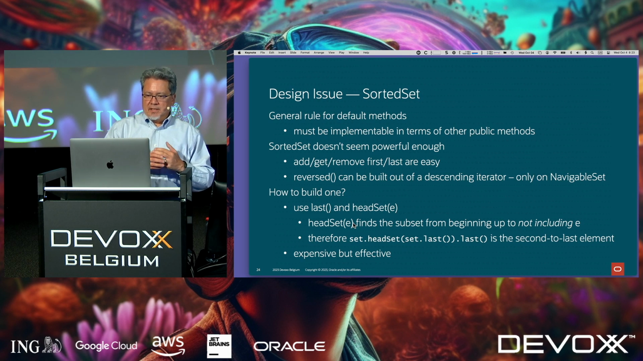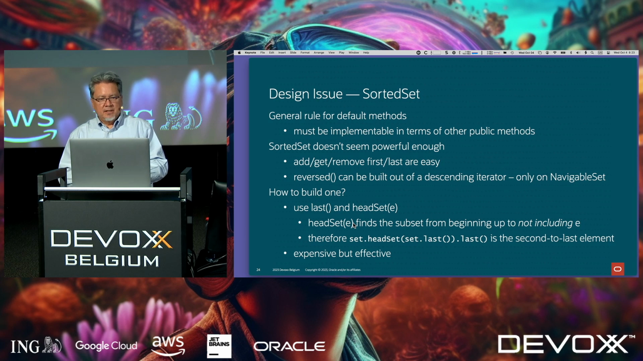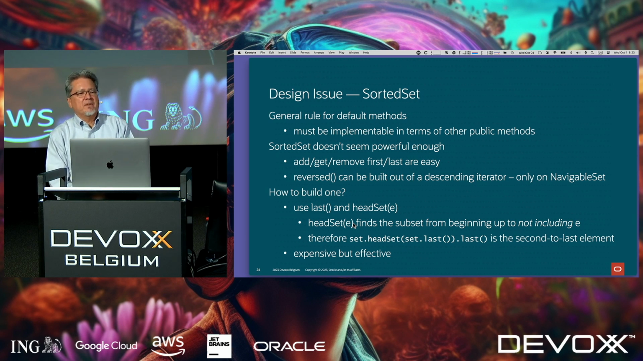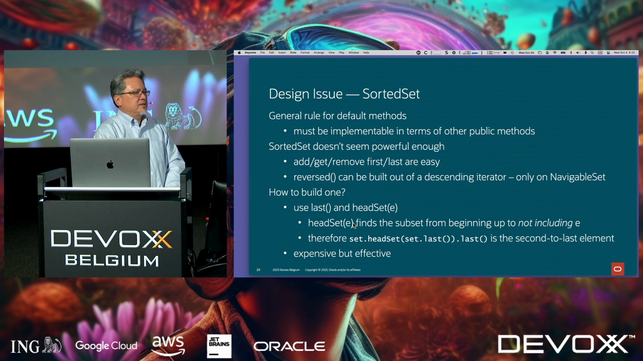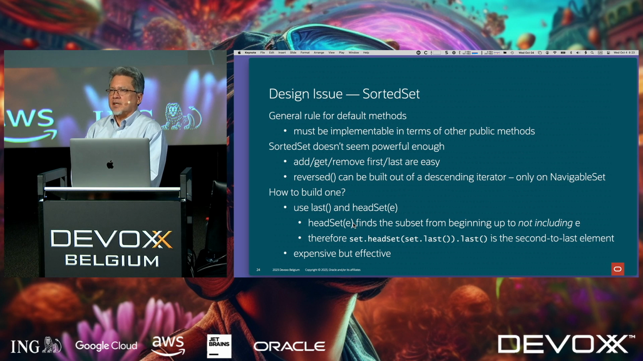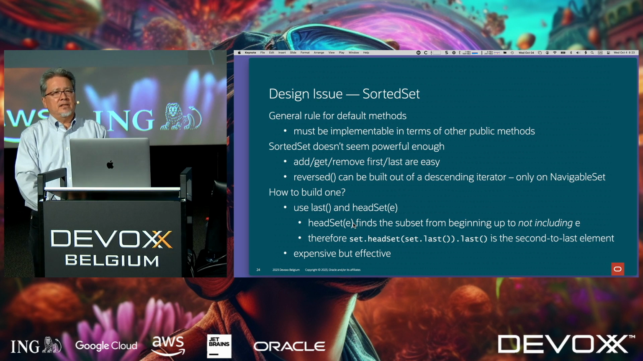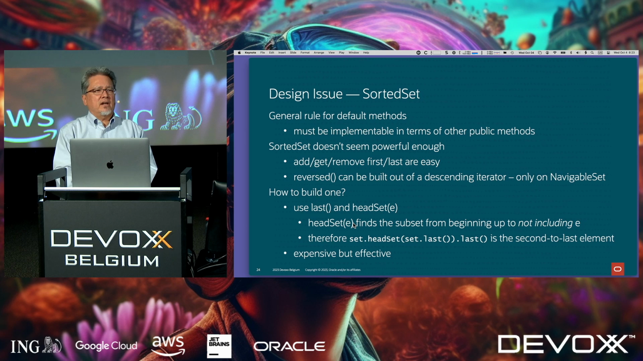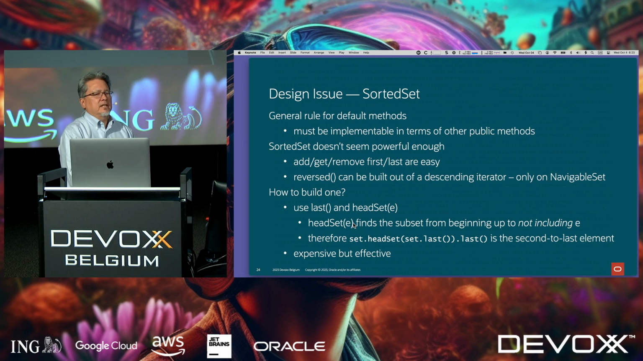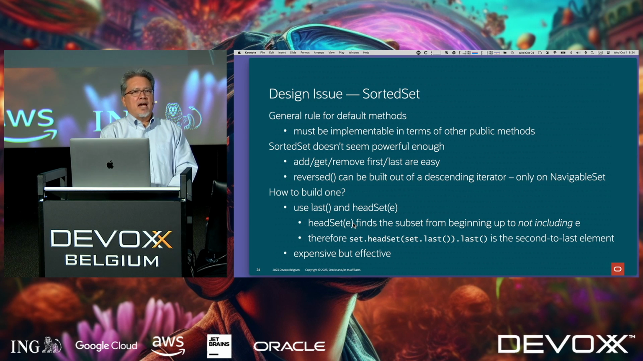Let's see, what was the... yeah, this is a bit of an implementation hack here. Oh yeah, I have time for this. Okay. So sorted set is a little bit underpowered. Sorted set actually goes all the way back to the original. If you look at the hierarchy, navigable set is an augmentation of sorted set that provides much more powerful stuff. And same with navigable map and sorted map.